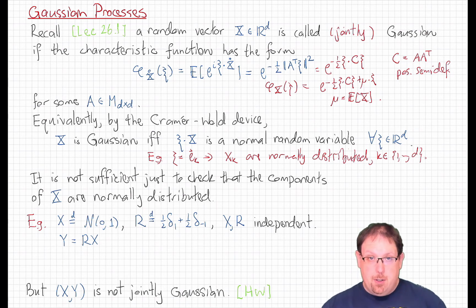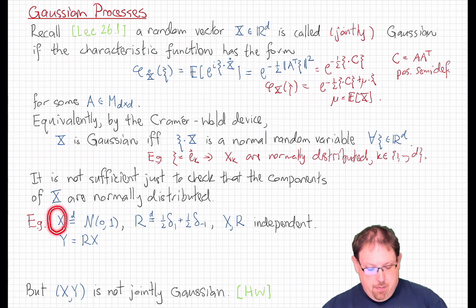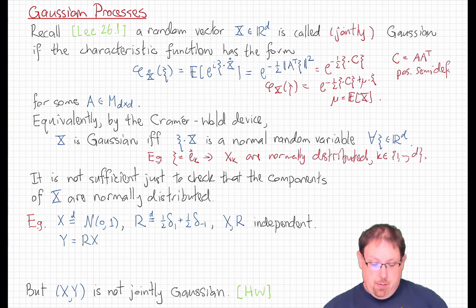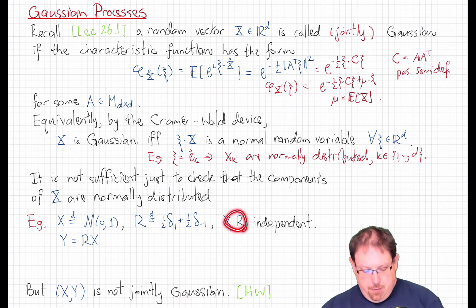But it's very important to keep in mind that the converse is not true. Having your components Gaussian does not mean you are a jointly Gaussian random vector. You need the joint distribution of those random variables in the entries to also be a multivariate normal. And here's an example to show how that can fail. Consider a random variable X to be a standard normal. And let's take R to be a Rademacher random variable. That is, it is plus and minus 1 with equal probability, independent from X.